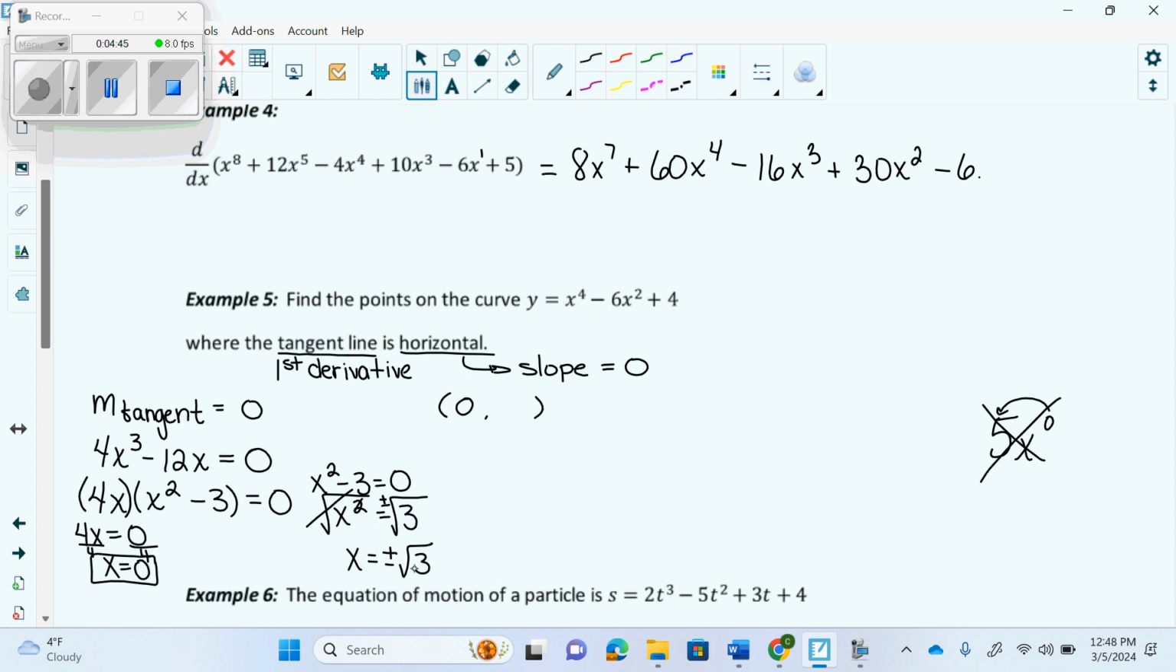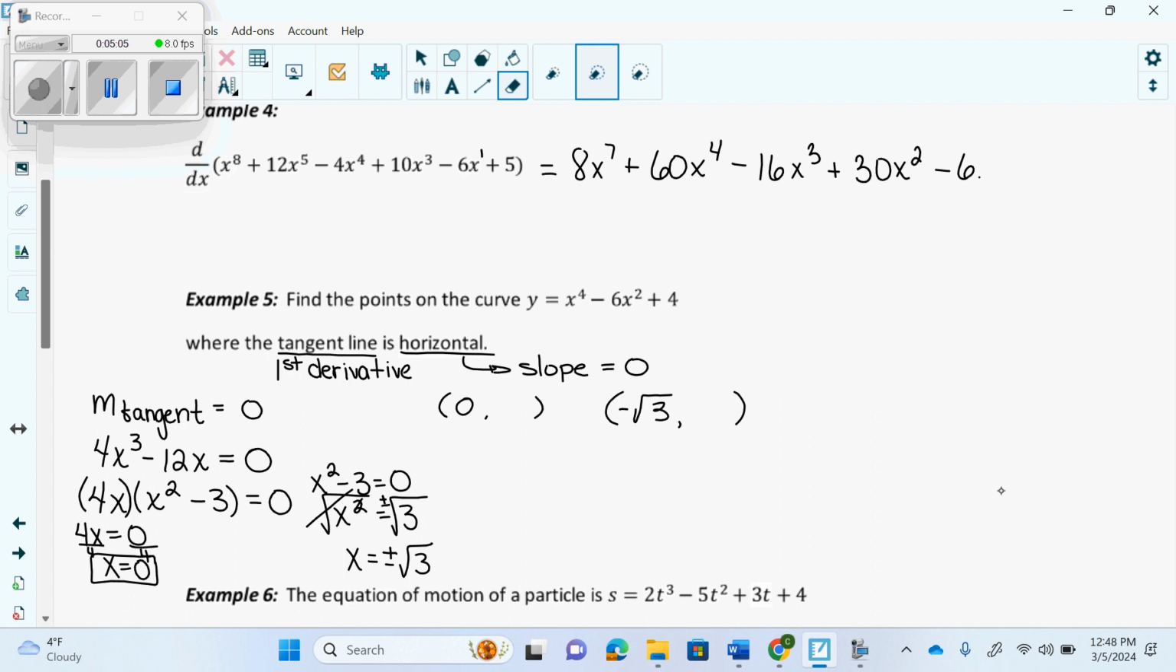Okay. So we have two other x values as well where the horizontal tangents will happen, correct? We have one coordinate, 0 and something. We have another coordinate, negative root 3 and something. And then we have a third one, that's root 3 and something.